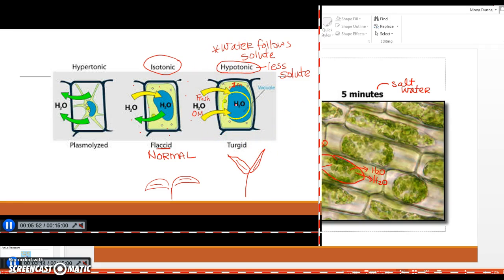We can also say, though, that the inside of the cell is hypertonic. Hypertonic means more solute. So whenever you use these terms, you want to make sure you say where you're talking about. So this is hypotonic solution. Okay, or you can say, remember, hypertonic cell.